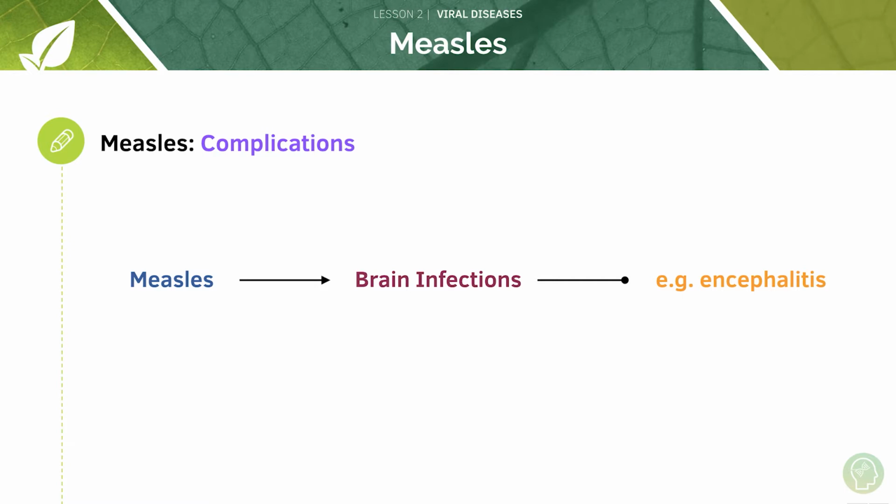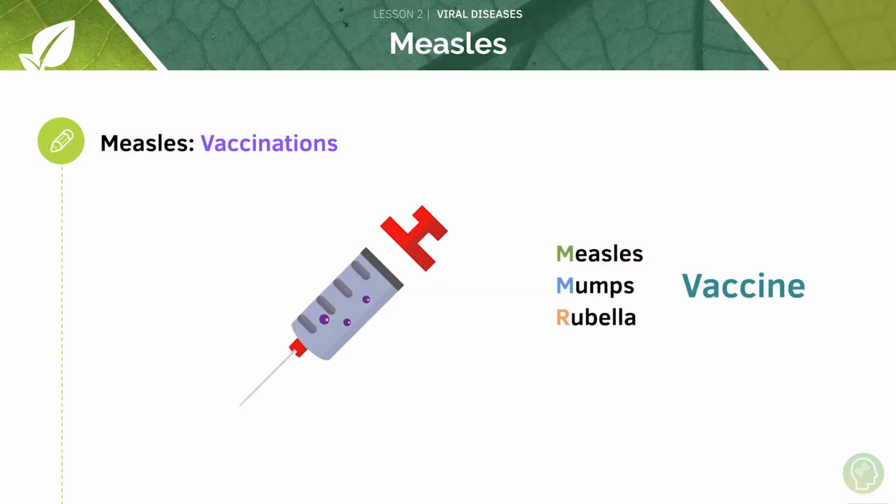But deaths from measles have actually been falling due to the increased use of vaccinations against the disease. So most children are vaccinated against measles in the MMR vaccine, and deaths from measles have been falling since this MMR vaccine introduction. And MMR stands for mumps, measles, and rubella.